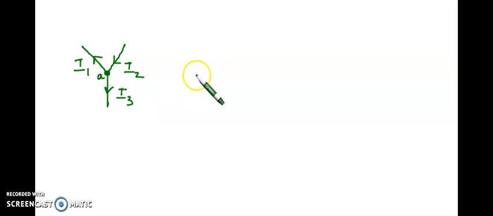Every junction where two or more branches meet is regarded as a node. See, you can see the currents may be flowing into the junction or away from the junction. We can consider this as I1, I2, I3, and this is node A.